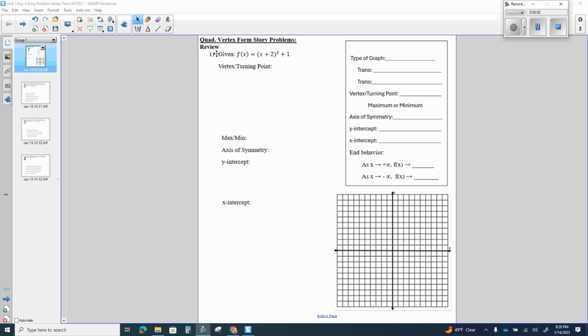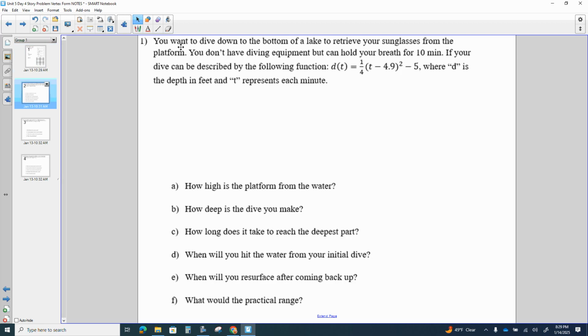Sorry. So we are back in the story problem unit for vertexes or quadratics in the vertex form. Again, this is the stuff we did in that last unit. We did all of that stuff calculating by hand. But in this unit we get to use Desmos, as opposed to doing all of it by hand. We're going to go over examples 1 and 3 in this video, and you'll have to do 2 on your own. All right.